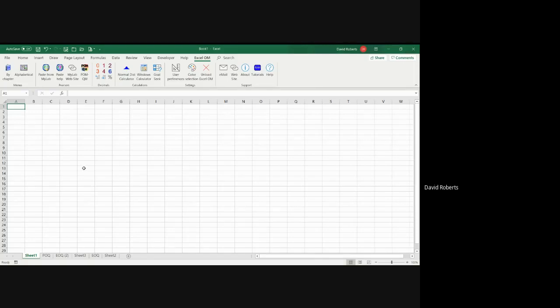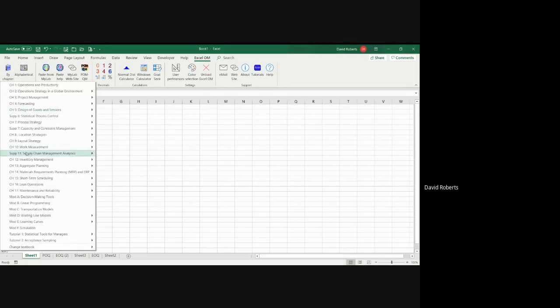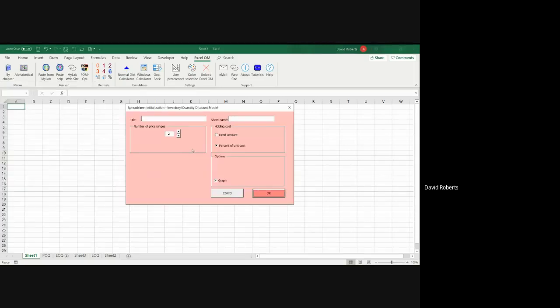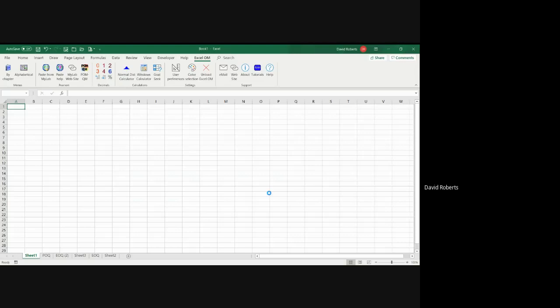depending on quantity. So in this particular case, we go to Chapter 12, we go to quantity discount, and the number of price categories is 3. 1 to 99, 100 to 199, and 200 and above. Now, in this case, once again, are the holding costs fixed or variable? And you can see that the holding costs are actually fixed. So we're going to have to change that to be fixed because it's a flat amount. So we go, okay.